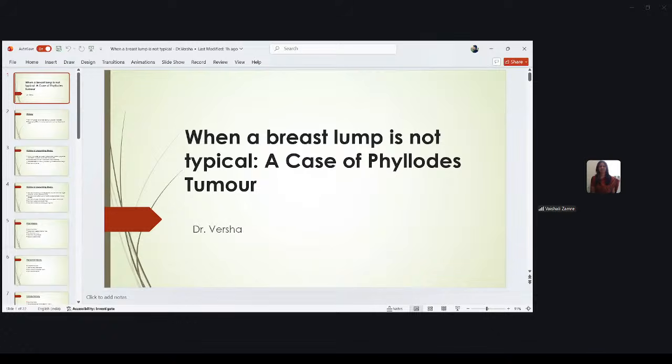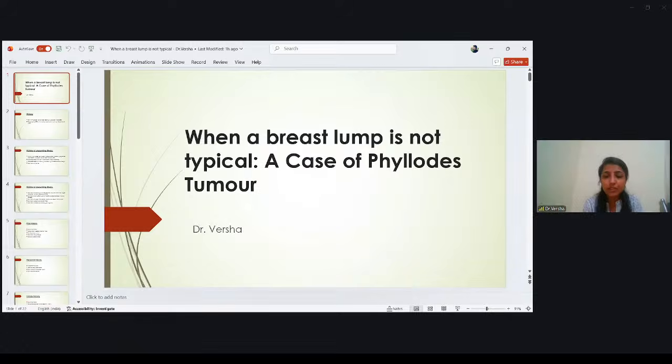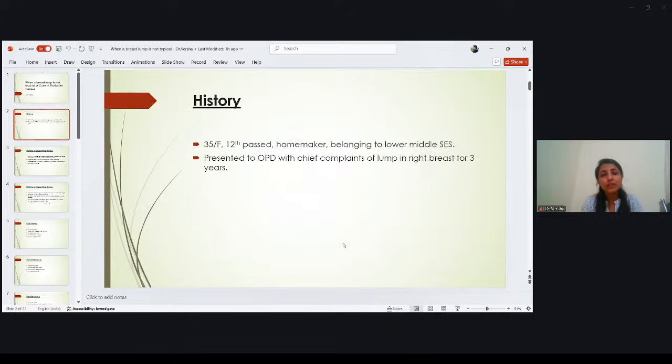I'm Dr. Varsha, Junior Resident 3 from PGIMS Rohtak. I'm going to present a case of atypical breast lump. This is a case of a 35 year old female, resident of Rohtak, 12th pass, homemaker, belonging to lower middle socioeconomic status by modified Kuppuswamy scale. She presented to the OPD with chief complaints of lump in her right breast for 3 years.